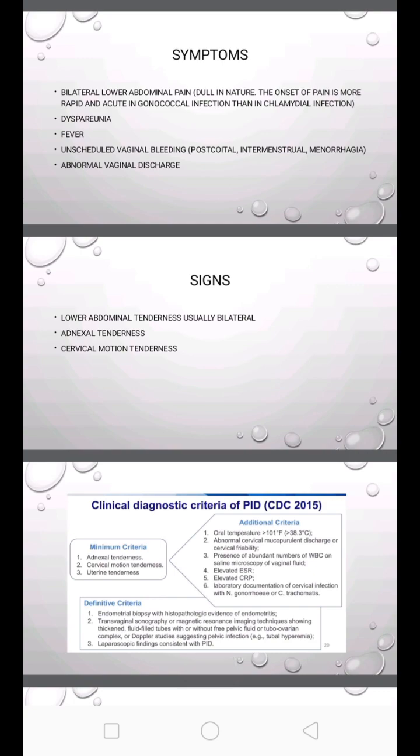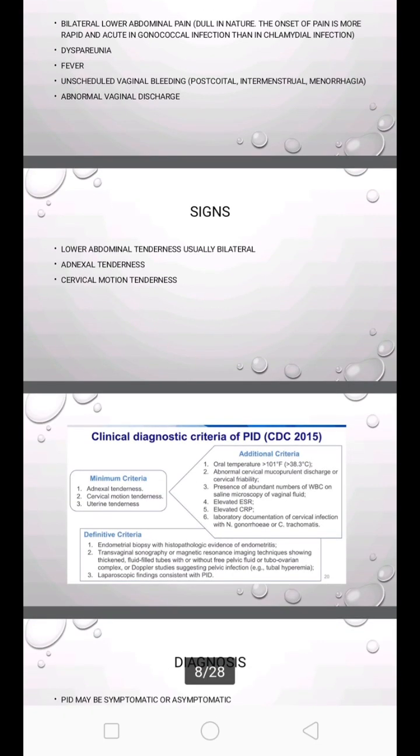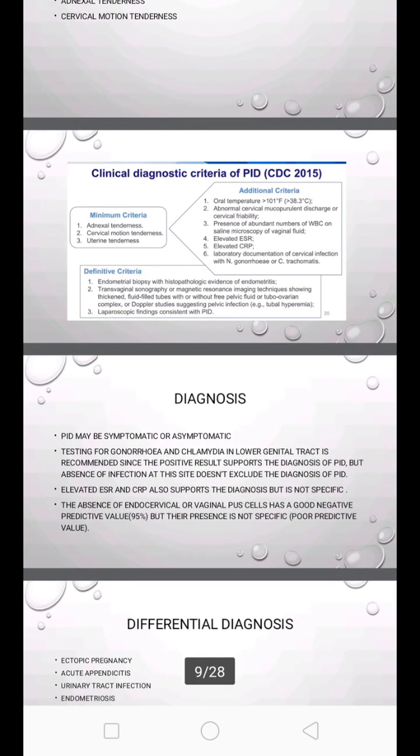These are the signs present in a patient with PID. Lower abdominal tenderness, which is usually bilateral, adnexal tenderness, and cervical motion tenderness. Clinical diagnostic criteria of pelvic inflammatory disease. The minimum criteria include adnexal tenderness, cervical motion tenderness, and uterine tenderness.